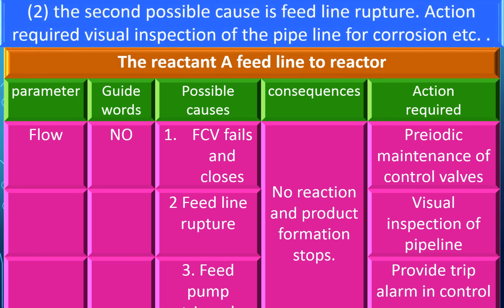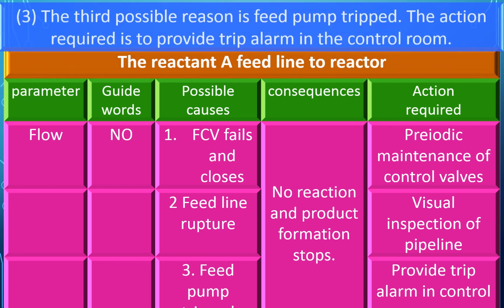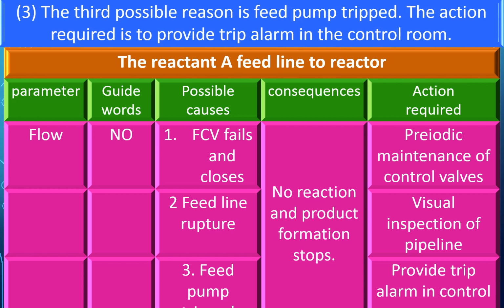2. The second possible cause is feed line rupture. Action required is visual inspection of the pipeline for corrosion, etc. The third possible reason is a feed pump tripped. The action required is to provide trip alarm in the control room.